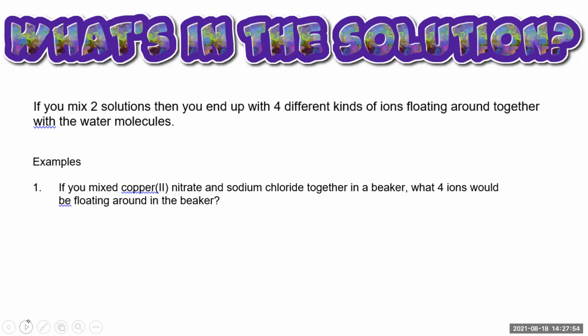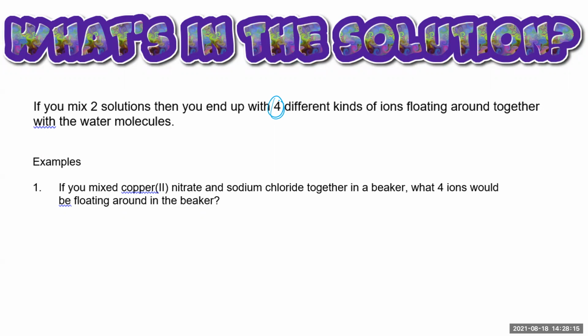So in precipitation, you mix two solutions, and that means you're going to end up with four different kinds of ions floating around together with the water molecules in your beaker or in your test tube. So we're going to practice identifying what the four ions are when we mix two solutions.